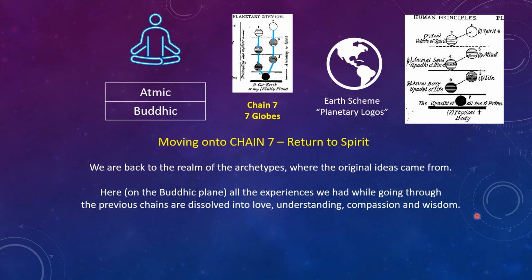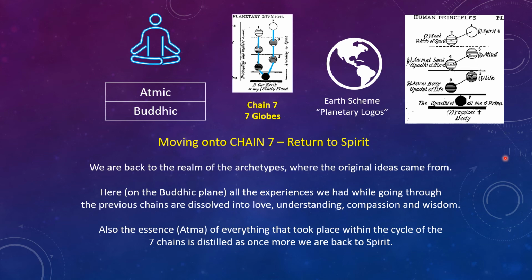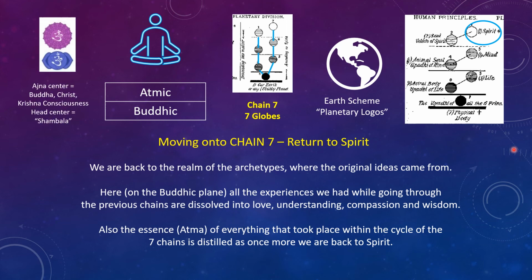But here, back in chain 7, we are on the Buddhic plane again, where all the experiences we had while going through the previous chains are dissolved into love, understanding, compassion, and wisdom. Also the essence of Atma, of everything that took place within the cycle of the 7 chains, is distilled as once more we're back in that realm of spirit. And so the chakras connected here, I believe, are the same as in chain 1. We have the Ajna center with that Buddha, Christ, Krishna consciousness, and the head center where we've arrived back at Shambhala.